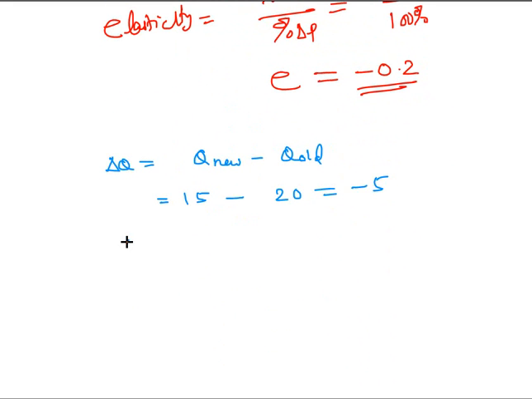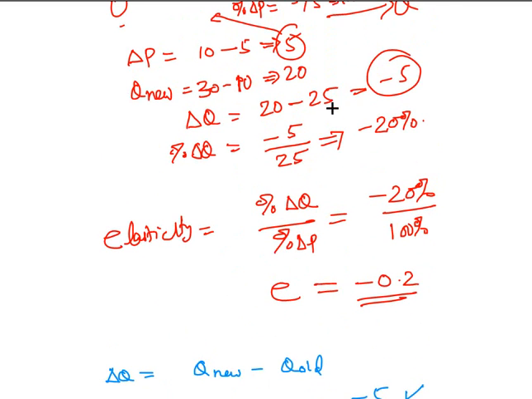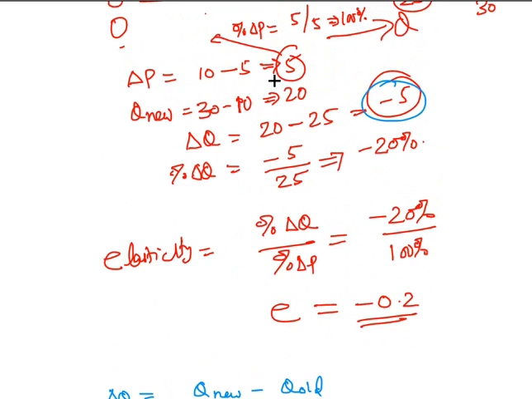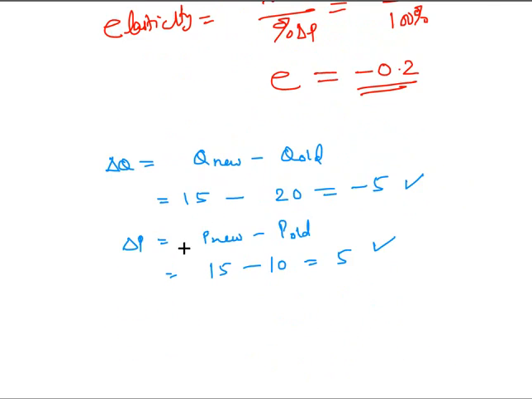And what is the change in the price? Change in the price is P new minus P old, which is 15 minus 10, so 5. So if you see, change in price and change in quantity are the same. Here also change in quantity was minus 5, change in the price was 5, but the percentage change of these items will be different, right?